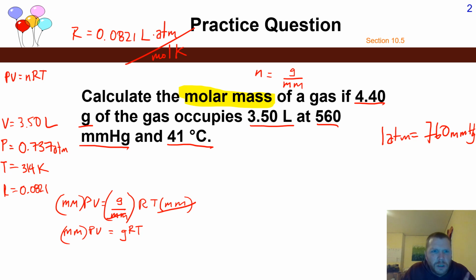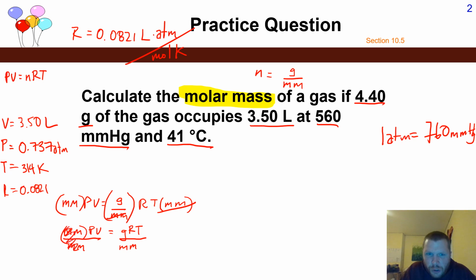Now, let's see, what do I have? Do I have the pressure? Yes, I do. Do I have the volume? Yes, I do. Do I have the G, the amount of my gas? I do. It's 4.40. Do I have the R? Yes, I do. Do I have the temperature? Yes, I do. Okay, so divide each side by molar mass.